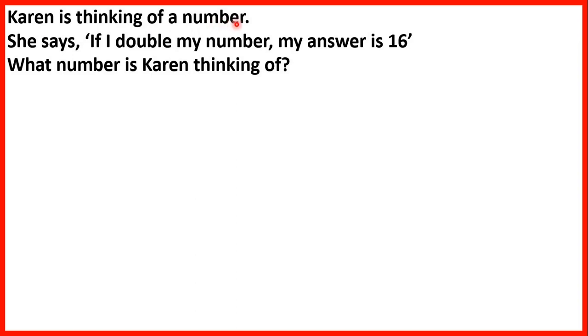Karen is thinking of a number. She says, if I double my number, my answer is 16. What number is Karen thinking of? So remember, double means times 2. So if you take Karen's number and double or multiply by 2, the answer is 16. So what times 2 is 16? Well, 16 divided by 2 is 8. So that means that 8 times 2 is 16. So Karen's number is 8. Because if she doubles 8, if she multiplies 8 by 2, her answer will be 16.